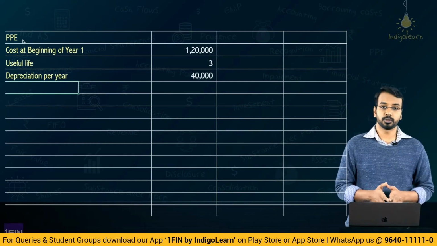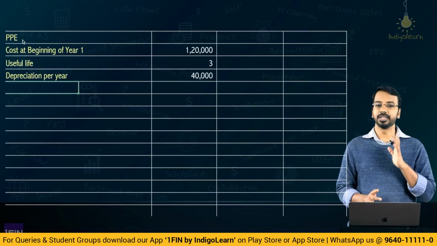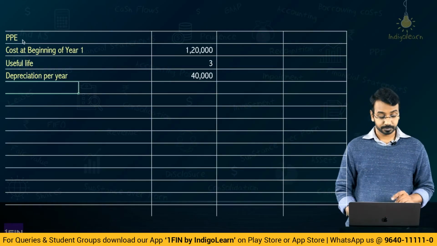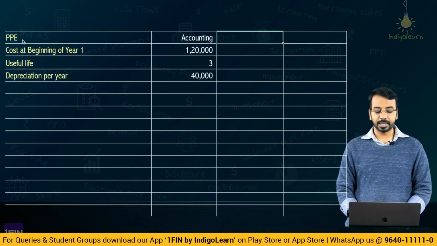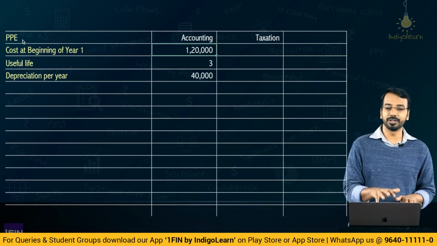That comes to 40,000. So 40,000 is the depreciation that you will recognize in the books every year. Okay, that is one thing. Now, this is accounting. The same thing for taxation. I'm ignoring that we have this WDV method and all of that.